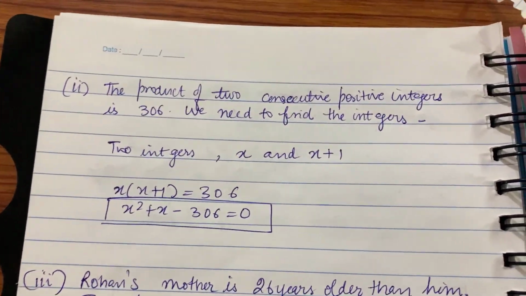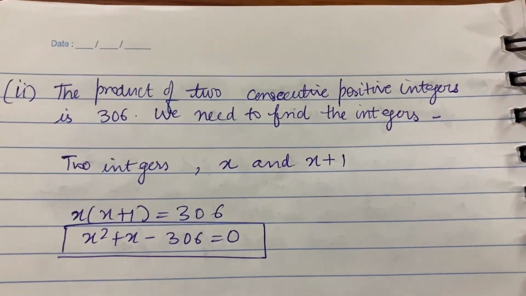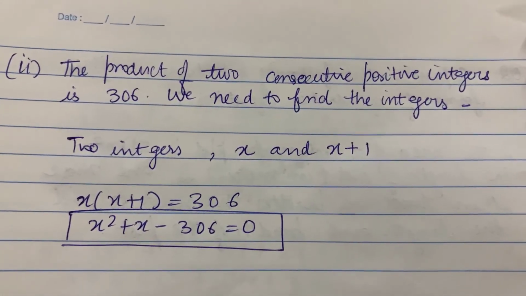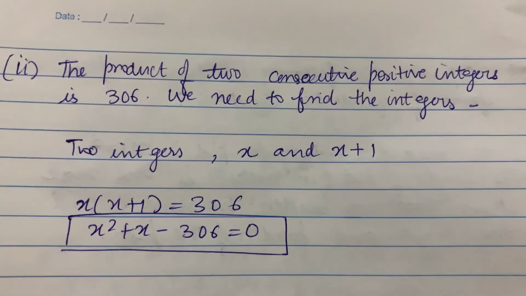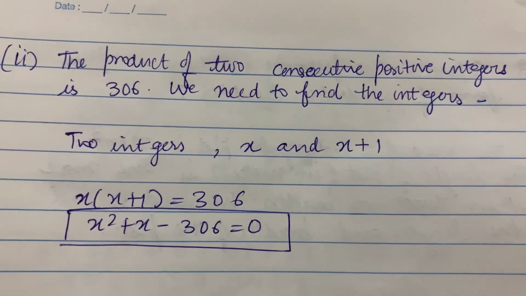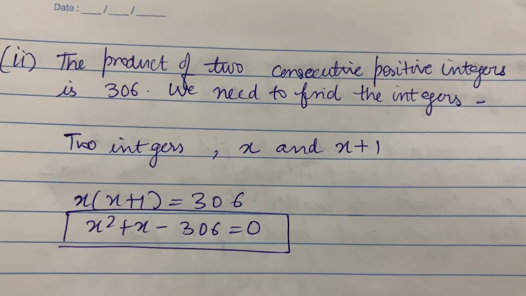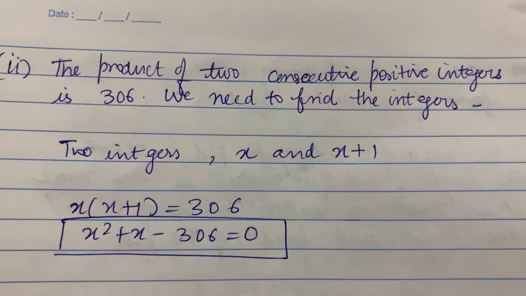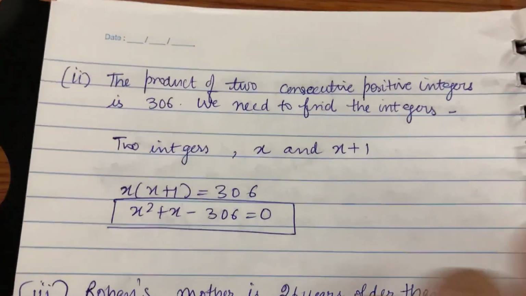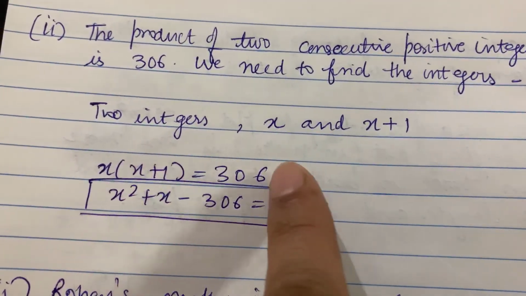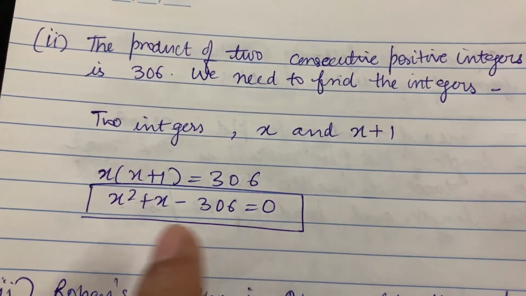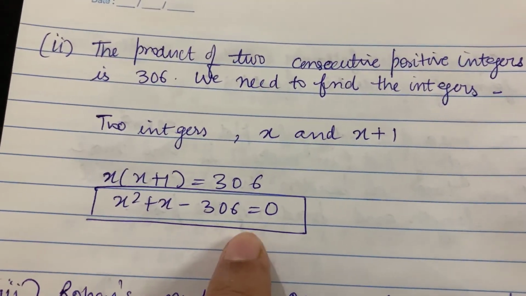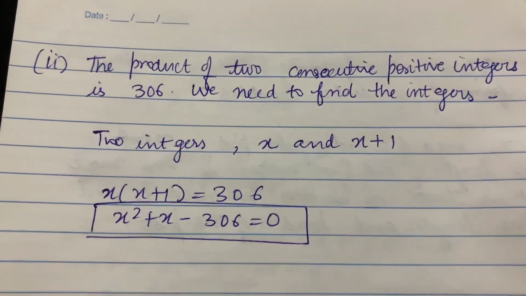Next question is, the product of two consecutive positive integers is 306. We need to find the integers. Two positive consecutive integers, they are taken as x and x plus 1, and their product is 306. So we have considered here two integers as x and x plus 1, and their product is 306. So the equation will become x square plus x minus 306 equals 0.